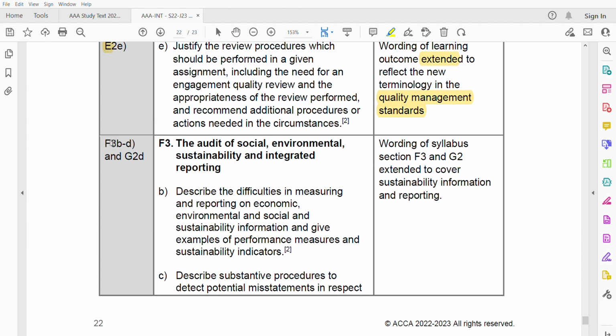Section F and G. What is F? Other issues. G is current issues. So what have they done here? This is from Audit of Social Environment and Integrated Reporting. Wording of syllabus section F3 and G2 extended to cover sustainability information and reporting. They have just extended this so that they can cover this sustainability information and reporting. Again, it's not something very new.